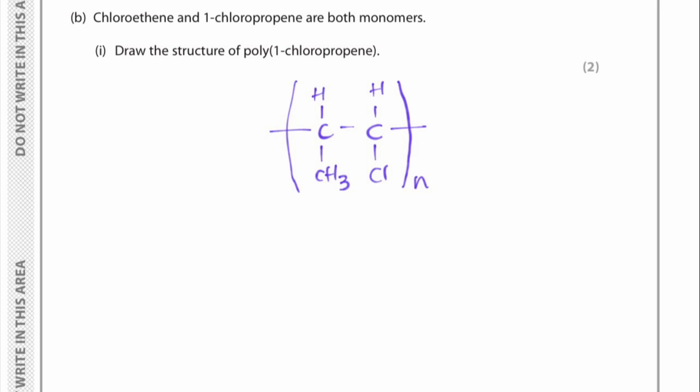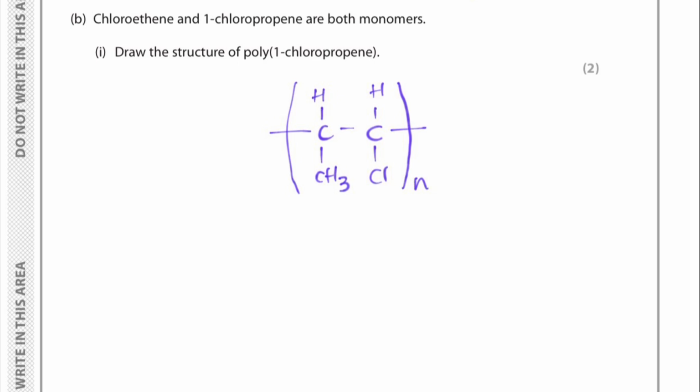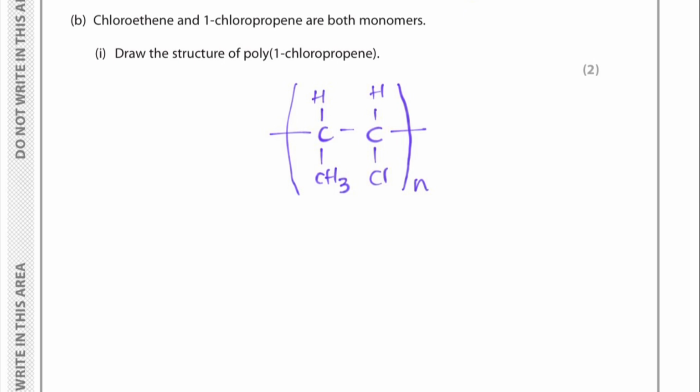In part B, chloroethene and 1-chloropropene are both monomers. Draw the structure of poly-1-chloropropene. To draw the polymer, just break open the double bond and extend the carbons to link together. Keep the Cl and CH3 groups on the side of each unit and add an n at the bottom to show many repeating units. Easy, just don't forget to remove the double bond.